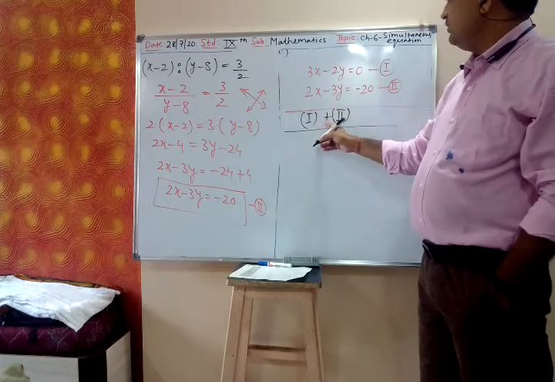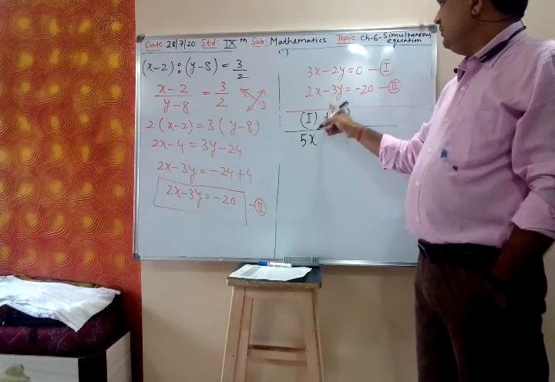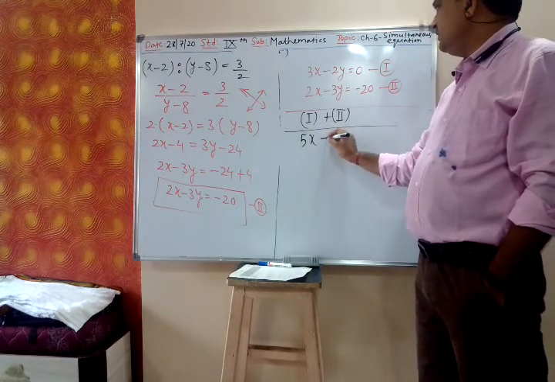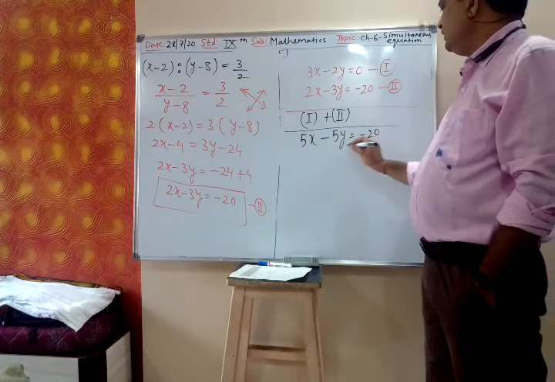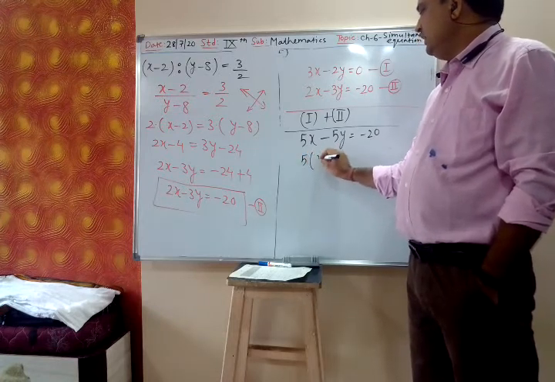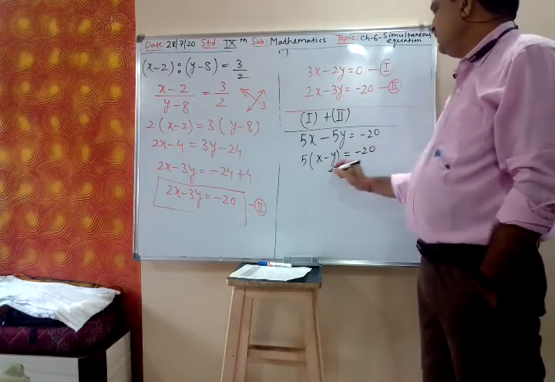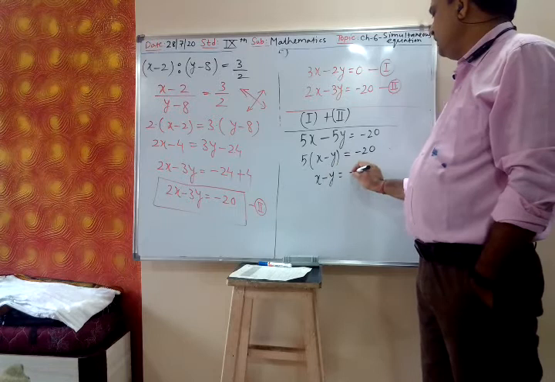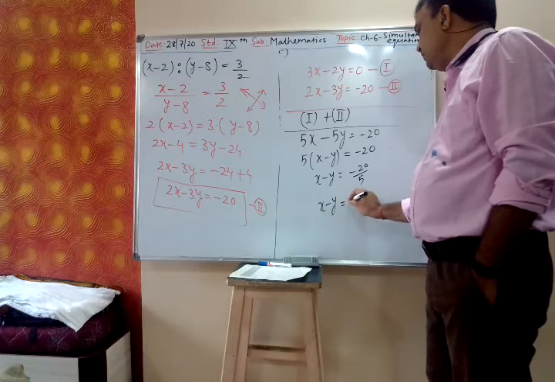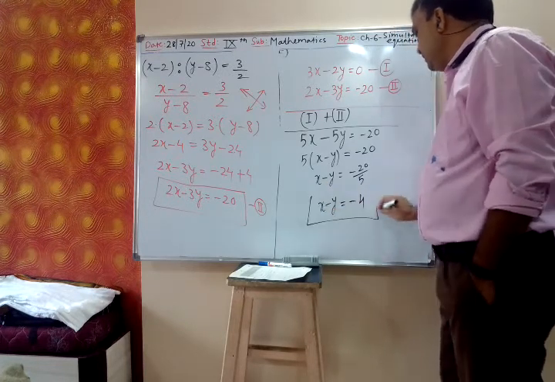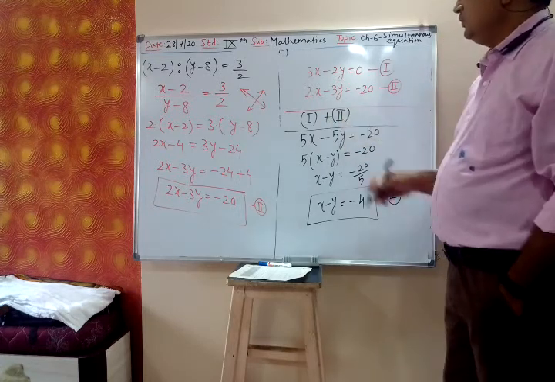First I will add them, 1 and 2. So 3x plus 2x is 5x. Then plus minus will be minus: minus 2y minus 3y is minus 5y. 0 minus 20 is minus 20. So you can take 5 common. Then x minus y is minus 20. So you can divide by 5. x minus y is minus 20 upon 5. So x minus y is minus 4. And this is my equation number 3, sorry. So we have done 1 plus 2.